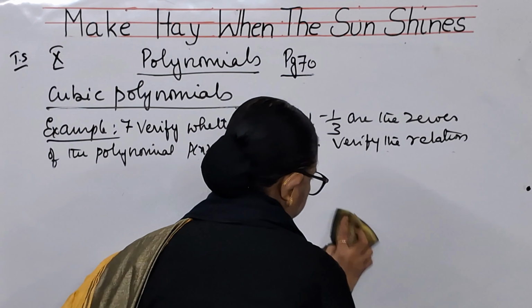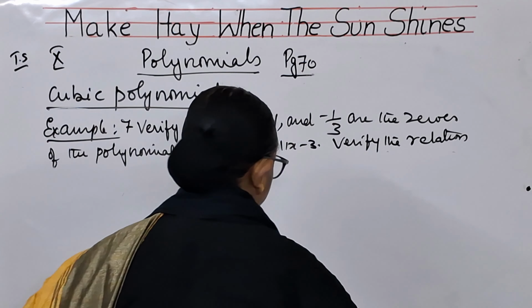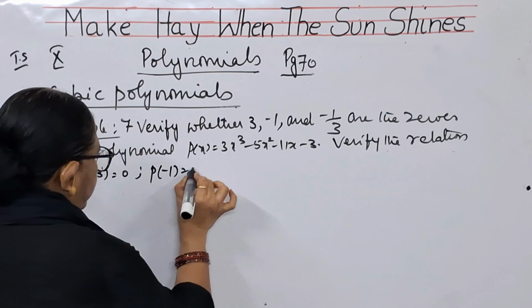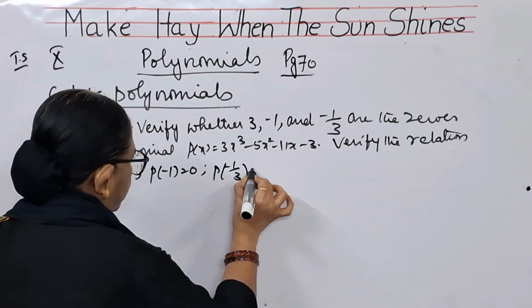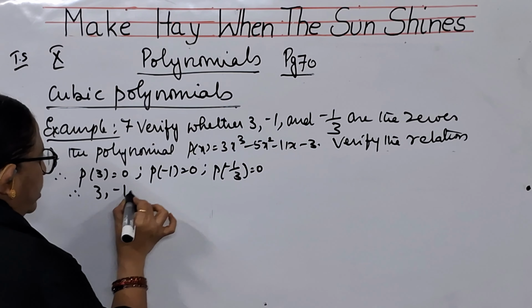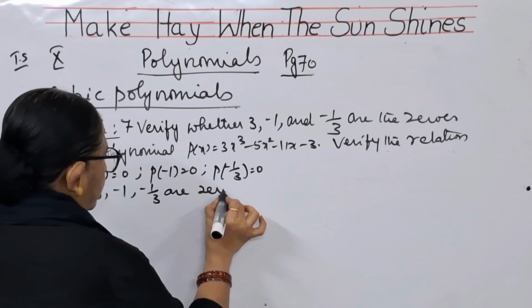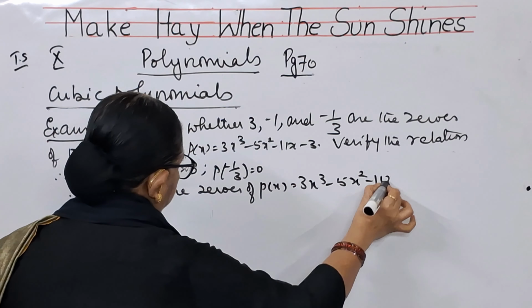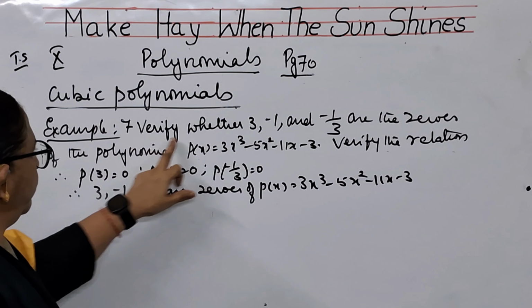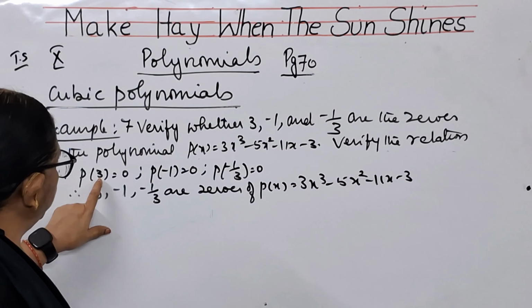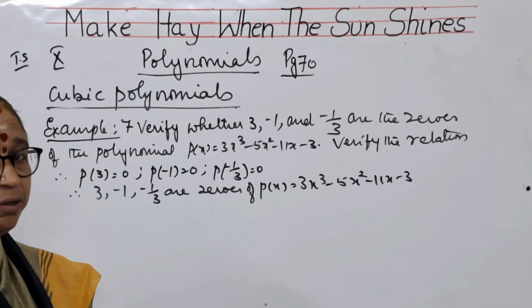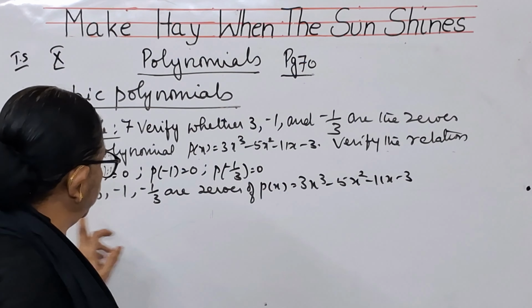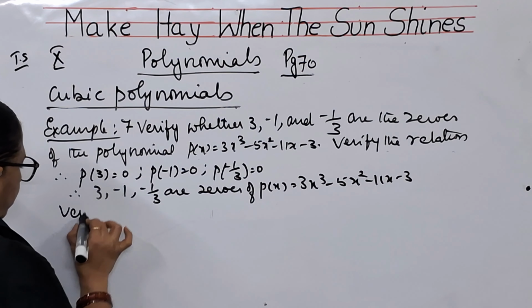So, what did we observe? We have observed that P of 3 is equal to 0, P of minus 1 is equal to 0, P of minus 1 by 3 is equal to 0. Therefore, what can you say? 3, minus 1, and minus 1 by 3 are zeros of P of x is equal to 3x cube minus 5x square minus 11x minus 3. Why are we saying this? Because they said to verify whether they are zeros. So first what we have done: P of 3, then P of minus 1, P of minus 1 by 3. In all the cases we have got 0. So you have to express this in this way, because all these are zeros of the polynomial. Now you have to go for verification.